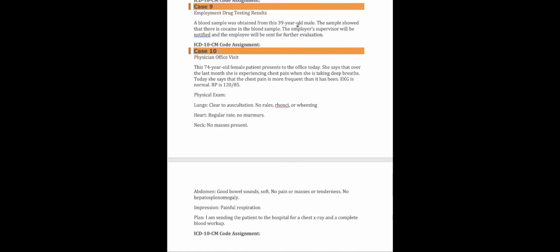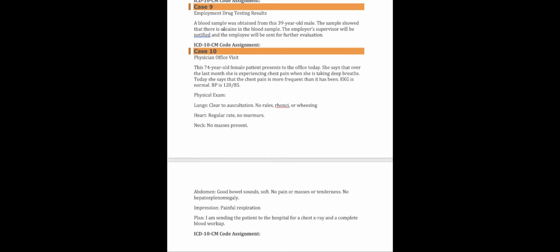All right, so case 9, employment drug testing results. Oh, these are always fun. Scandalous. A blood sample was obtained from this 39-year-old male. The sample showed that there is cocaine in the blood sample. The employer's supervisor will be notified, and the employee will be sent for further evaluation.